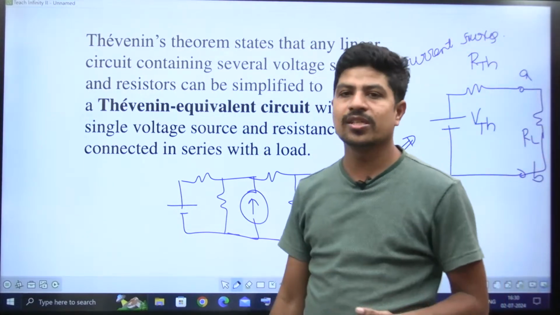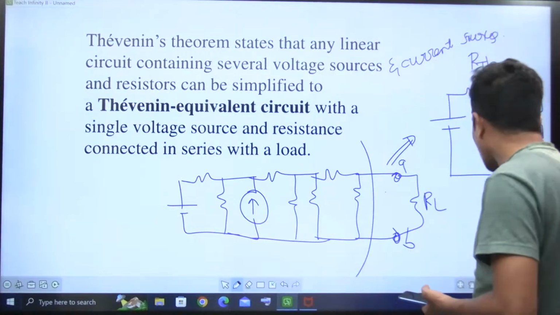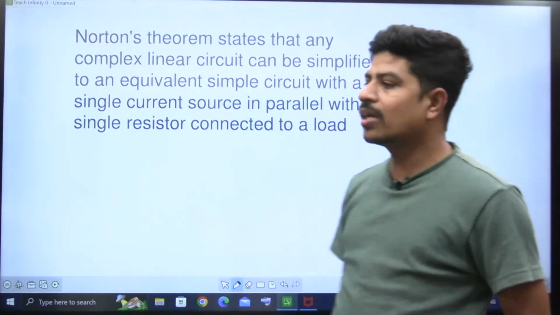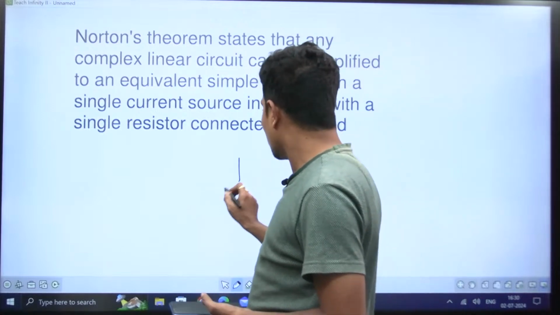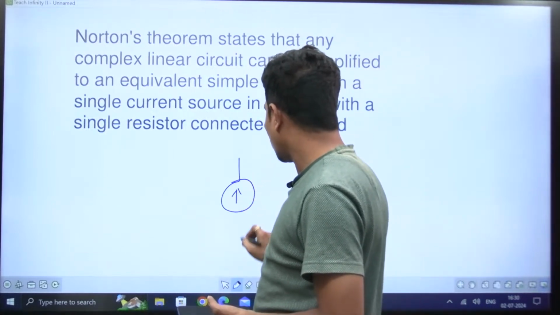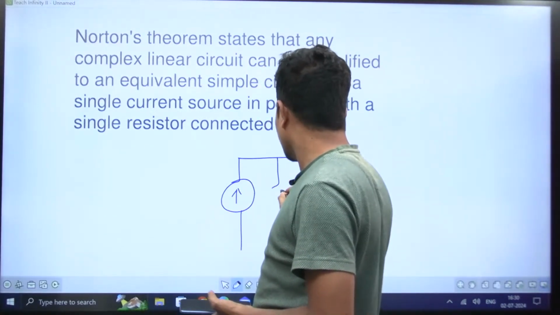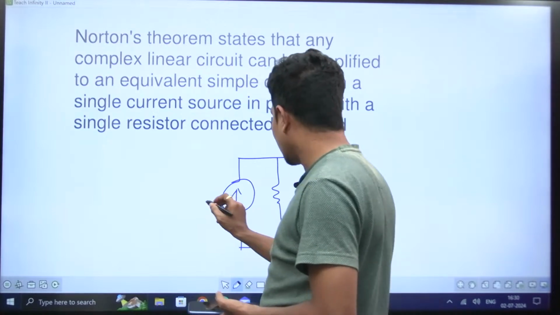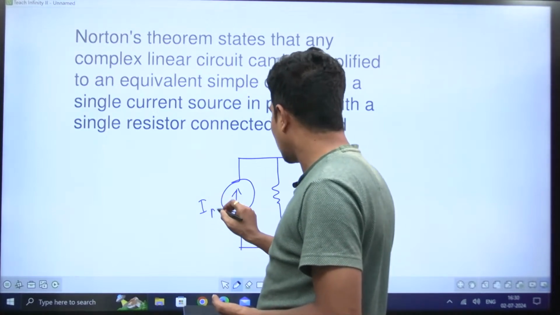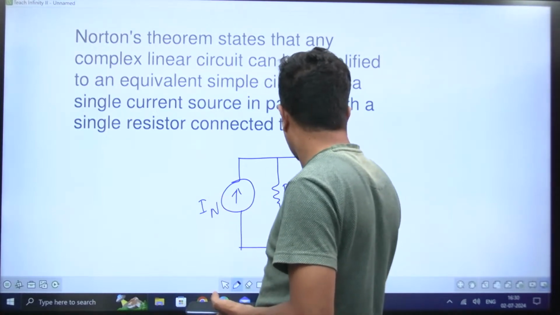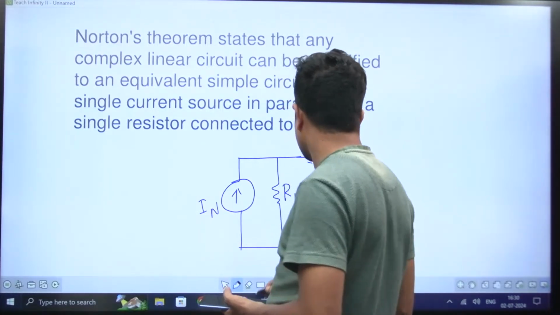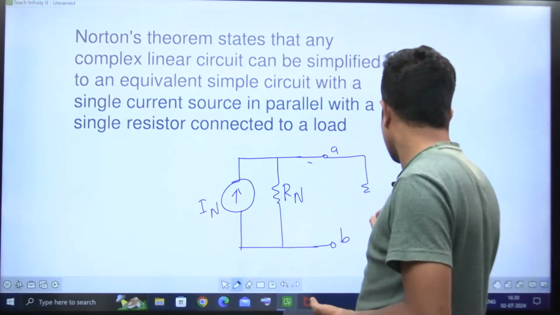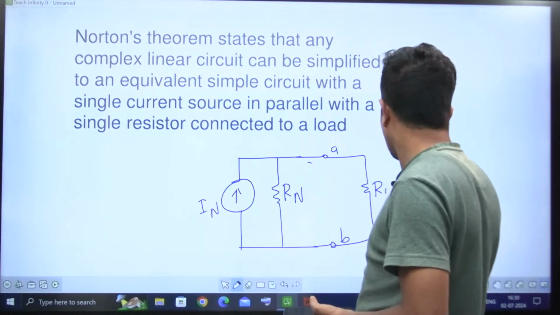This is Thevenin's theorem. The next theorem is Norton's theorem. Norton's theorem is similar to Thevenin's theorem, but in Norton's theorem we represent the entire complex circuit differently. For this one also, your circuit must be linear and bilateral. So this is I Norton, and this is R Norton, this is A, and this is B, and we are going to connect the load resistance here, right?